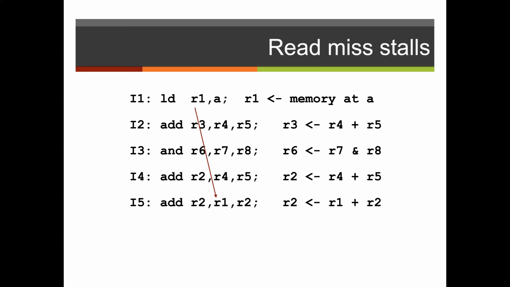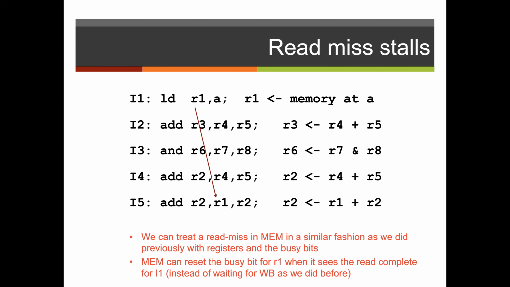So we can treat a read miss in memory in a similar fashion as we did previously with registers and the busy bits. Memory can reset the busy bit for R1 when it sees that the read for I1 has completed. So this provides an alternate option instead of waiting for write back as we did before.